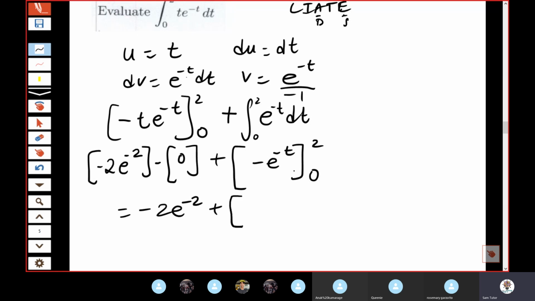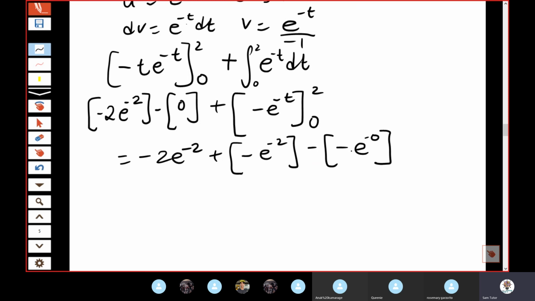Plus sub in 2. Look at my use of brackets, you guys. Don't take the risk of trying to put everything in without using brackets. Because look how many negatives there are, and another negative here. Oh, it's just a mess. All right. Anouk, what's e to the power of 0? 1. What's any number to the power of 0? 1. So that's minus 1, which means that becomes plus 1. So your answer is minus 2e to the minus 2 minus another e to the minus 2 plus 1.